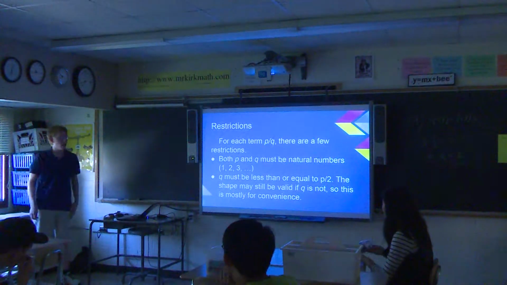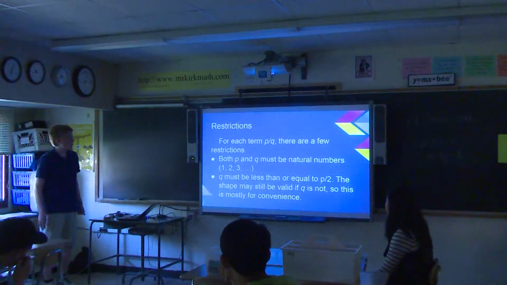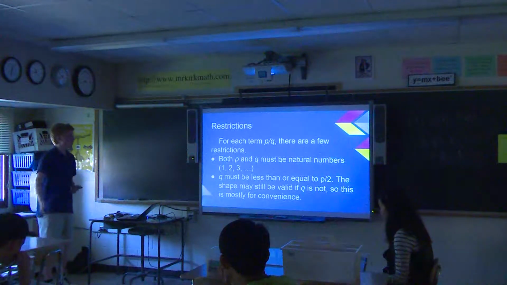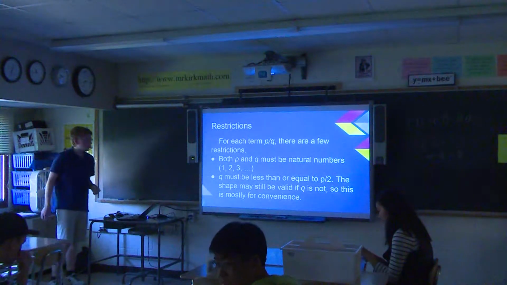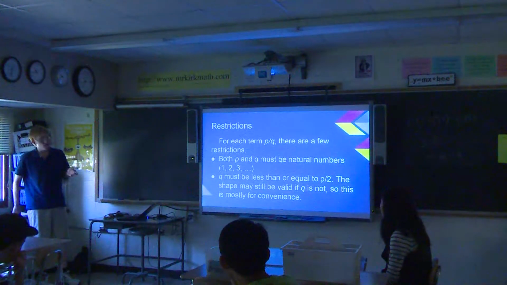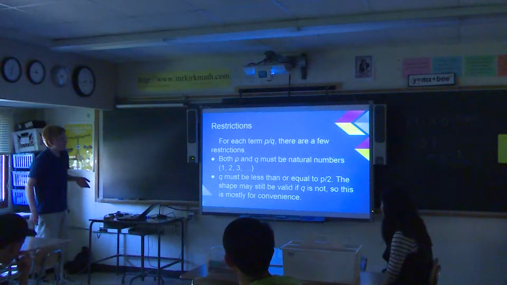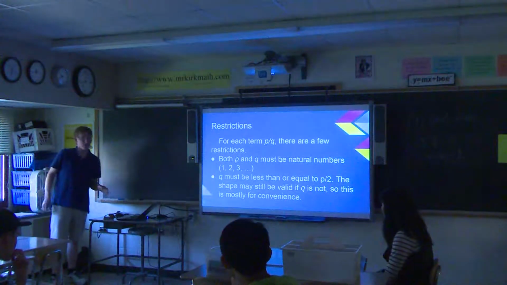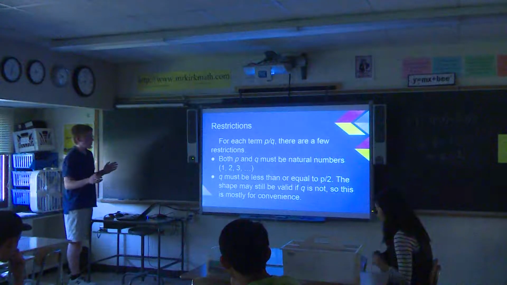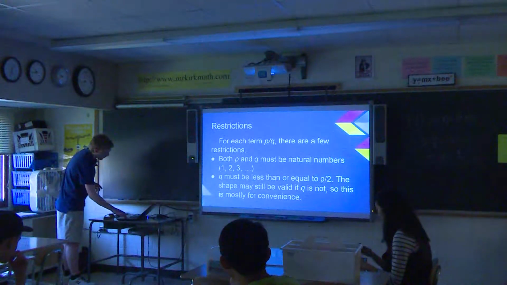So, restrictions on what you can do. P and Q, we say they must be natural numbers, so 1, 2, 3. And we also say that Q has to be less than or equal to P over 2. It's actually possible that you'll get something valid if Q doesn't fit that criterion, but it's much more convenient for certain formulae if Q is less than or equal to P over 2. So we're just going to say that you have to do it that way.